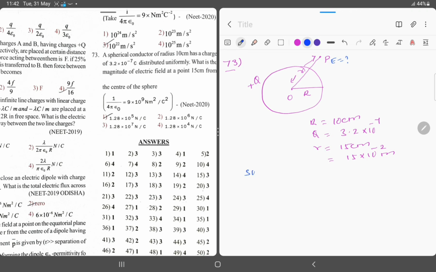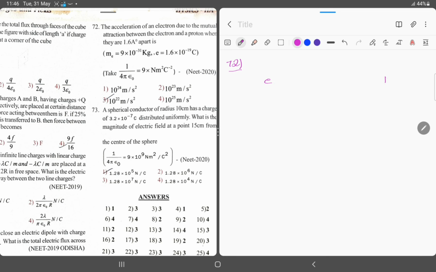Let's see how to find out the electrical field at P. The electrical field at P, formula: 1 by 4 pi epsilon naught into Q divided by the distance between O and P, so r square. So 9 into 10 to the power of 9 into the charge value, substitute 3.2 into 10 to the power of minus 7, divided by the r value, 15 into 10 to the power of minus 2 whole square. Then we get 1.28 into 10 to the power of 5 Newton per coulomb.